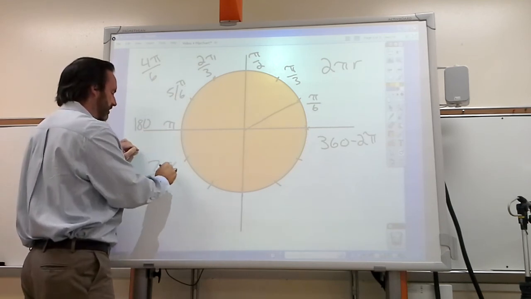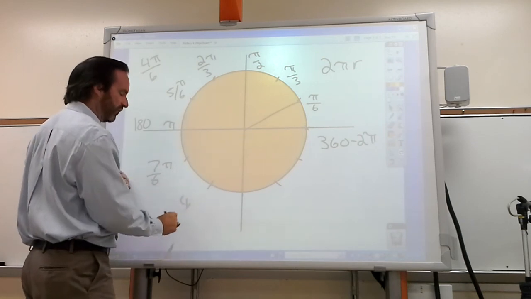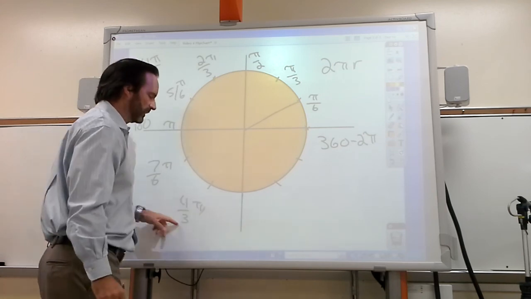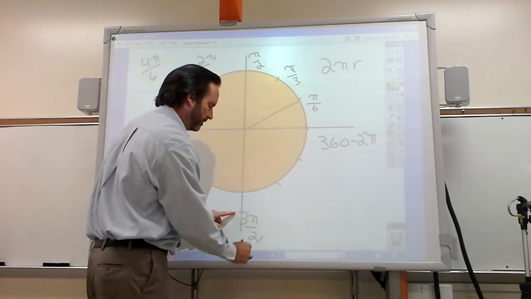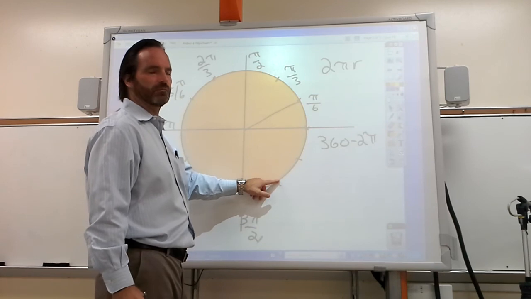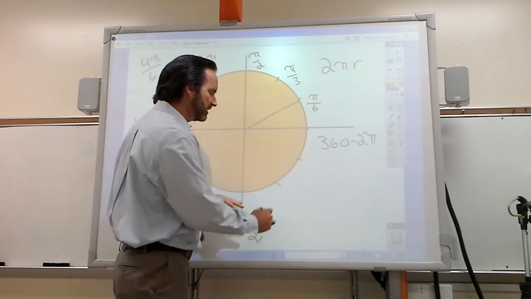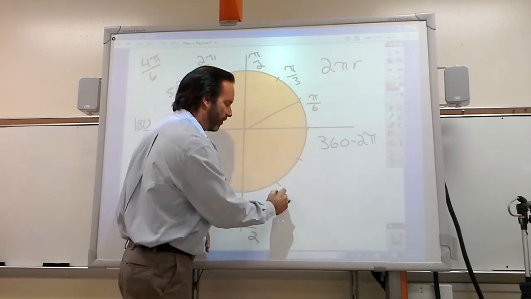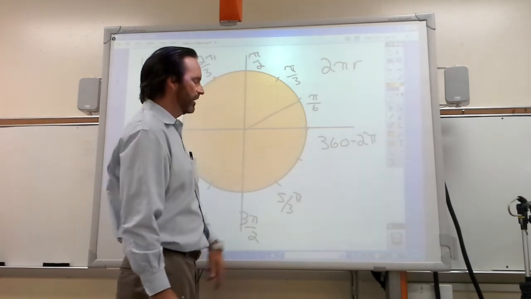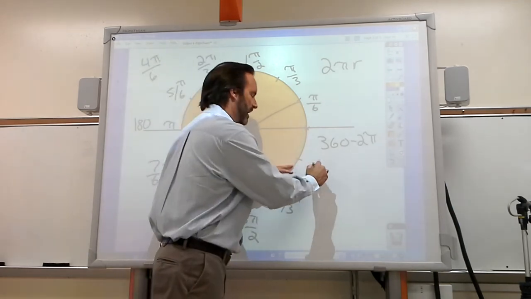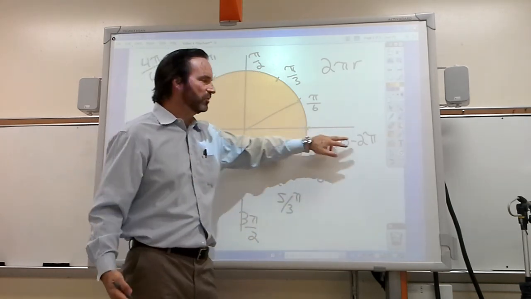7 pi over 6. 8 pi over 6. Reduce that. That's what? 8 over 6 is 4/3. 9 pi over 6. 3 halves pi. 10 pi over 6? Okay? So count our 1, 2, 3, 4, 5, 6, 7, 8, 9, 10. 10 pi over 6, what's 10 over 6? That's 5 over 3 pi, or 5 thirds pi. 11 pi over 6, and 12 pi over 6. What's 12 over 6? 2 pi.